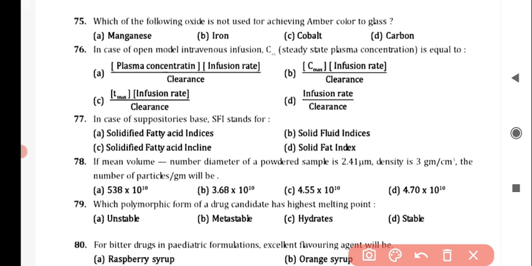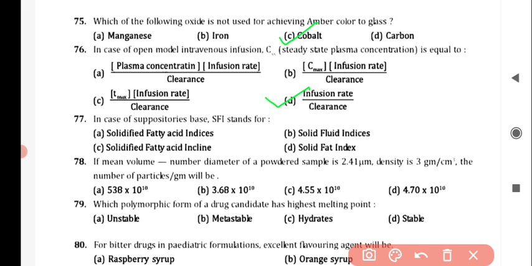Now next question is, which of the following oxide is not used for achieving amber color to glass? And the correct answer is option C, cobalt. Question is, in case of open model intravenous infusion, CSS steady state plasma concentration is equal to, and the correct answer is option D, is equal to infusion rate divided by clearance.